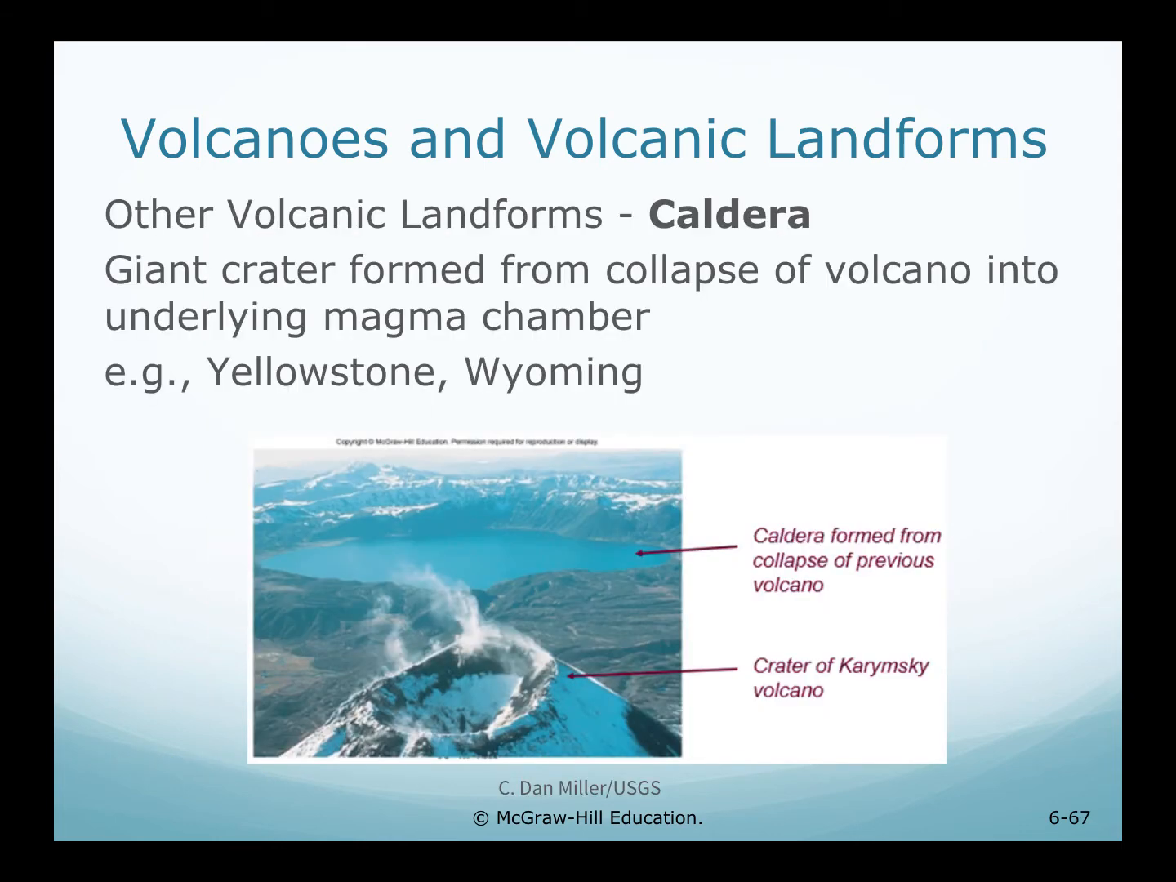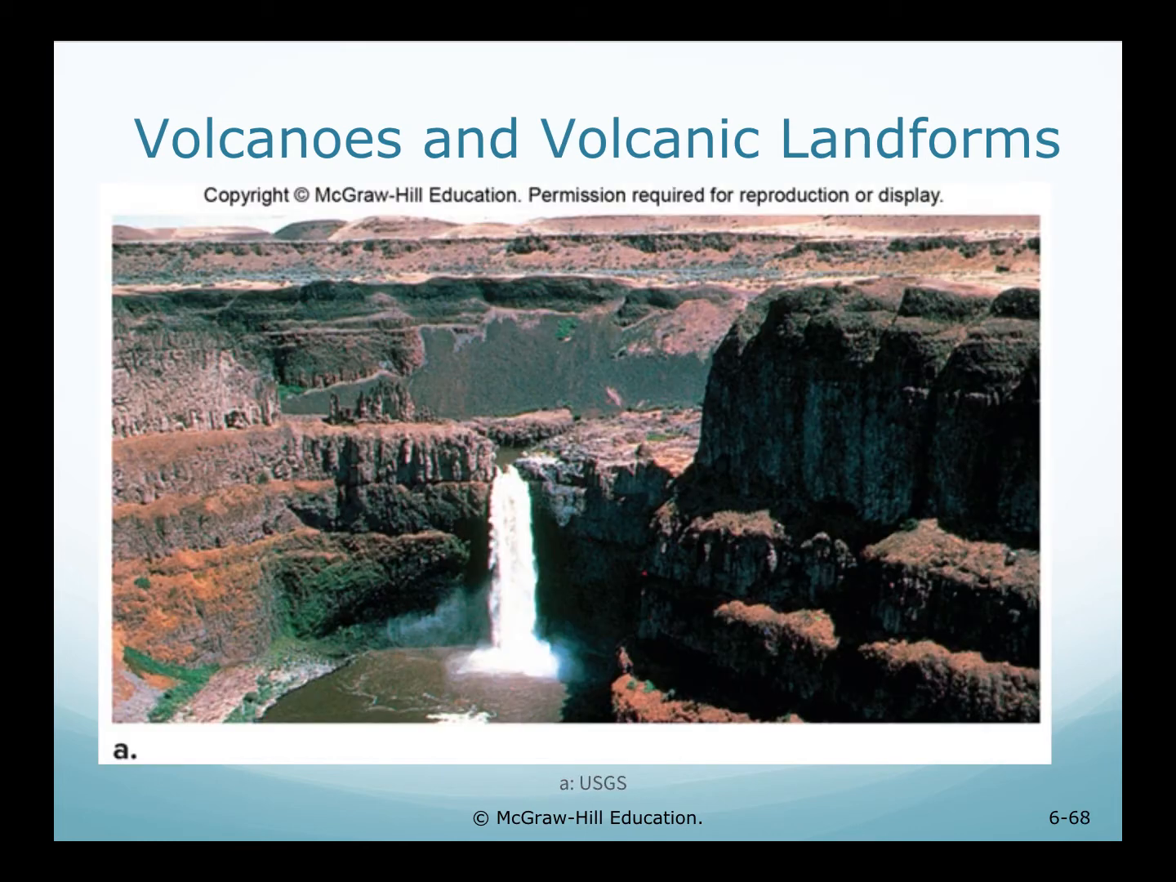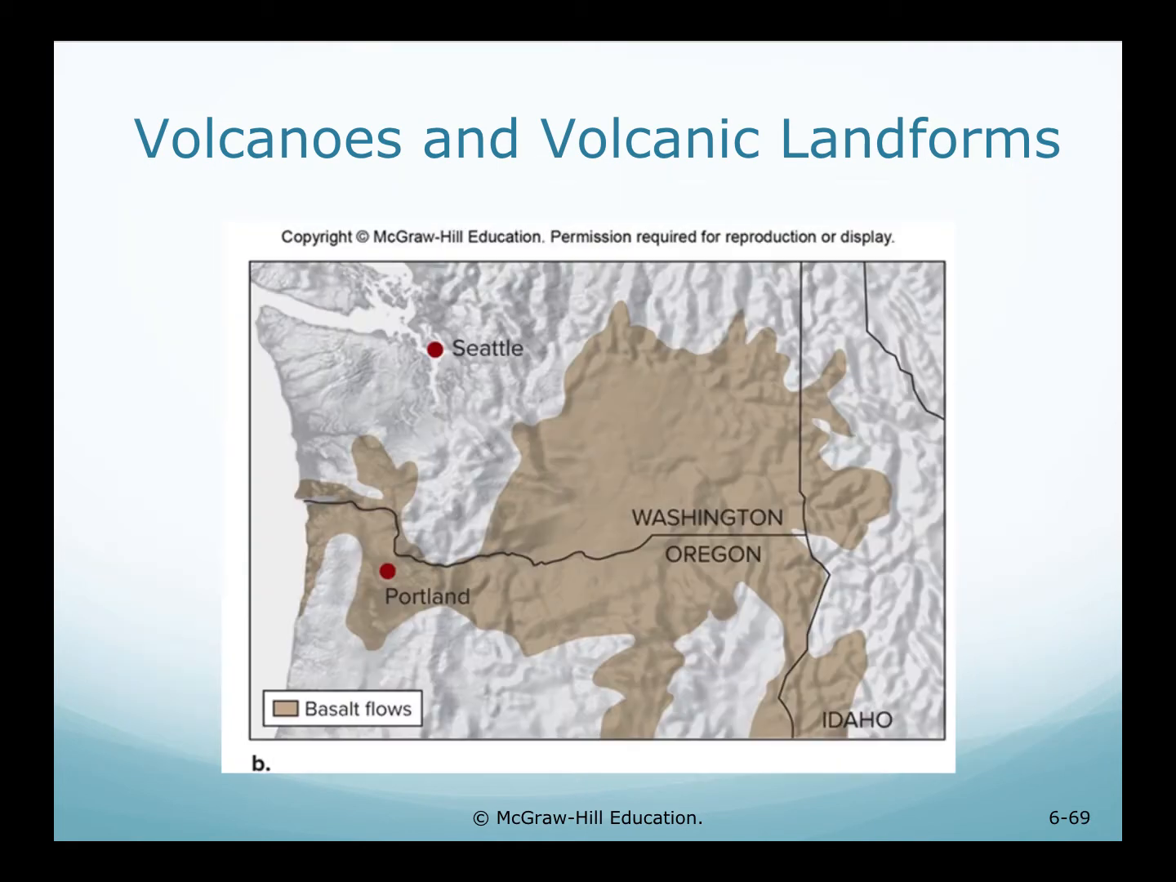Other volcanic landforms: a caldera, such as Yellowstone. A giant crater formed from the collapse of a volcano into the underlying magma chamber, for example, Yellowstone, Wyoming. The brown represents the basalt flows.